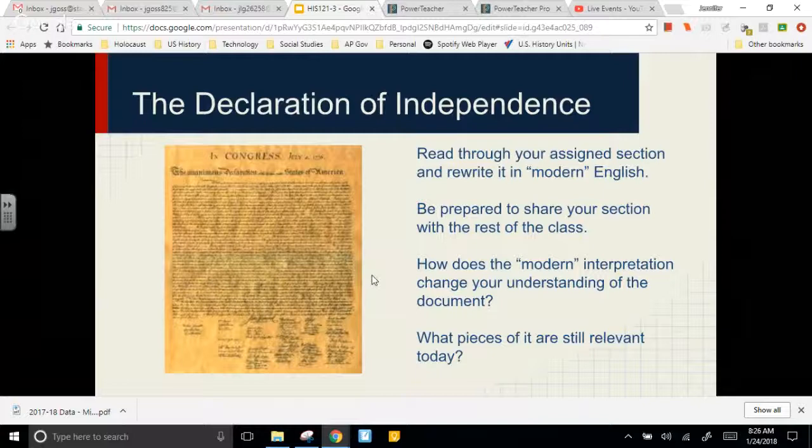And so, relevancy today, of course, is that many of the ideals that are espoused in the Declaration of Independence, even though they weren't truly being realized in America at that time, like life, liberty, property, and equality, are still things that we aspire to today in America and hopefully are getting closer to reaching.